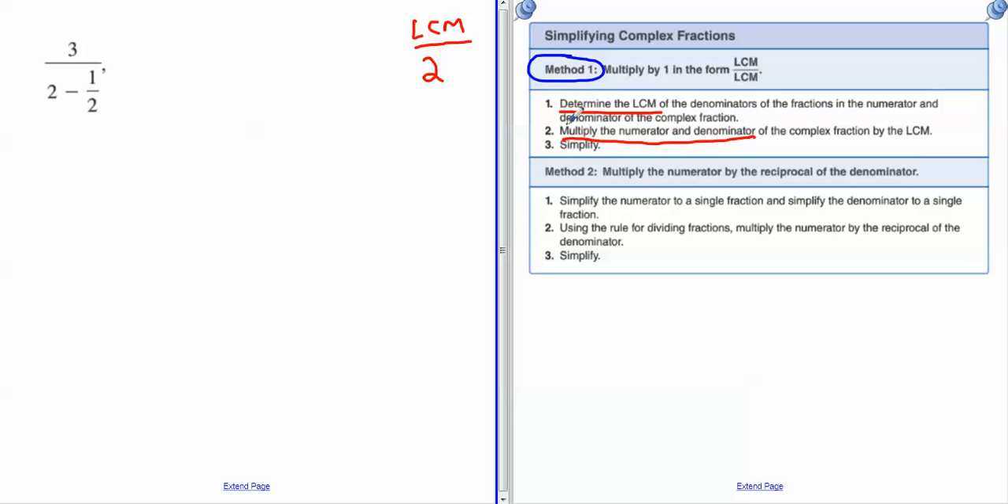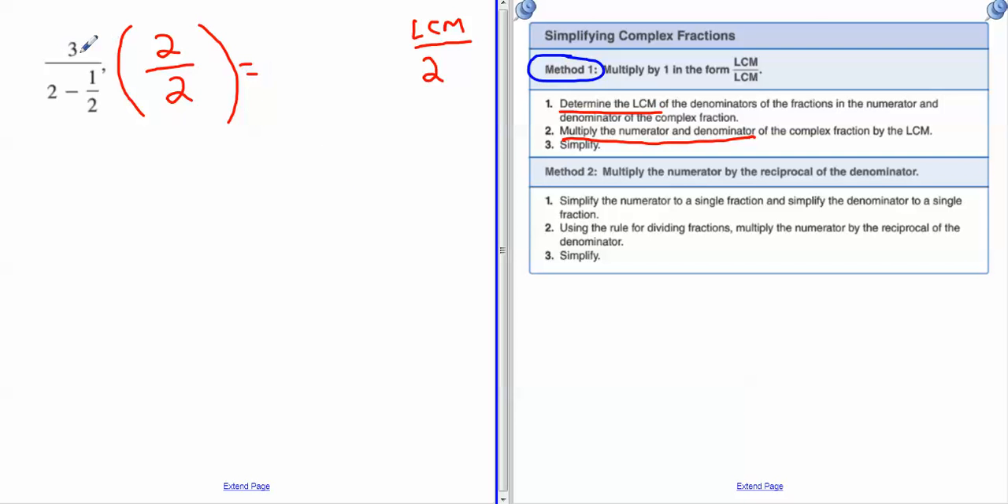Alright, so step number 2 now is multiply. Step 2, multiply the numerator and denominator of the complex fraction. Here's our numerator, here's the denominator. Multiply the numerator and denominator by the lowest common multiple. Alright, so we've got to really multiply by 2 over 2. And in fact, what we're doing here is multiplying this complex fraction by 1. 2 over 2 is 1, so we're just multiplying by 1. We can do that. We can multiply anything by 1 and get to the same spot.